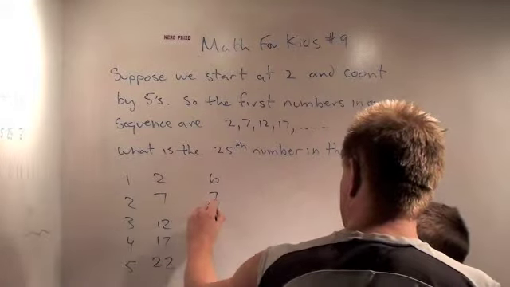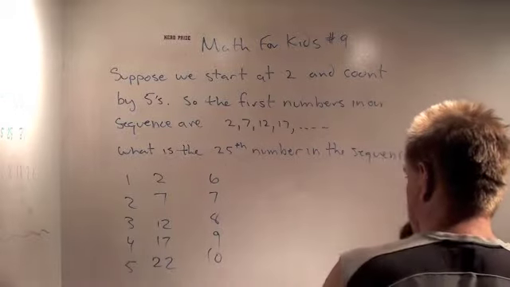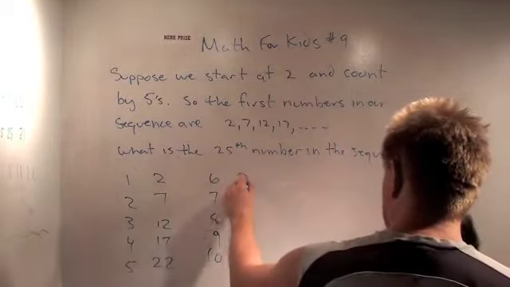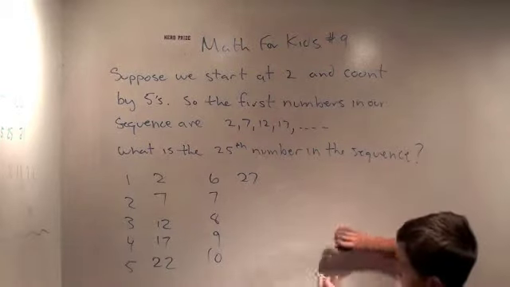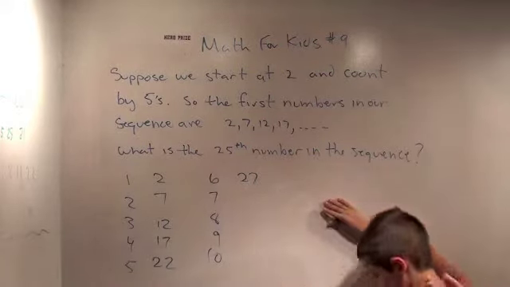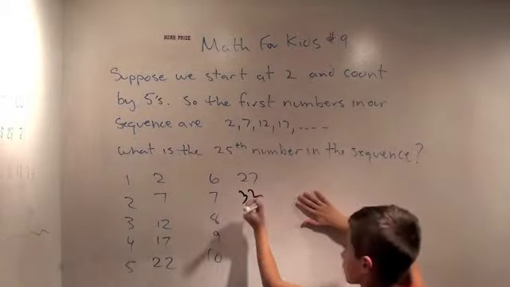Okay, let's see if that pattern continues. Here's 6, 7, 8, 9, and 10. What's the next number going to be? It's going to be 27. What's this number going to be? It's going to be 32. Okay, now stop there for a second.